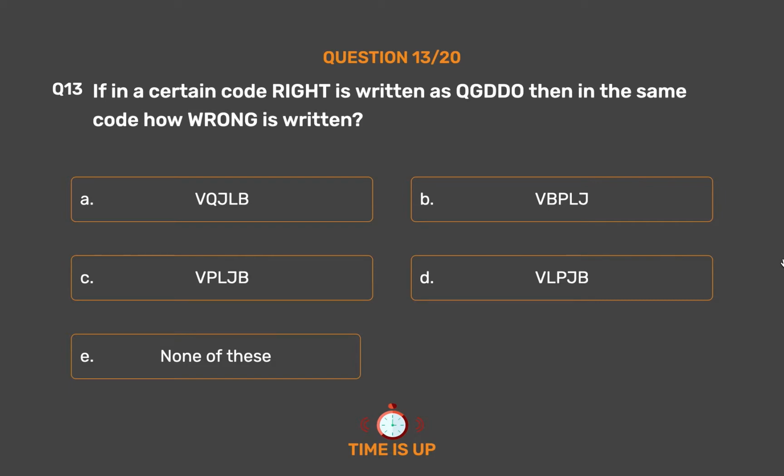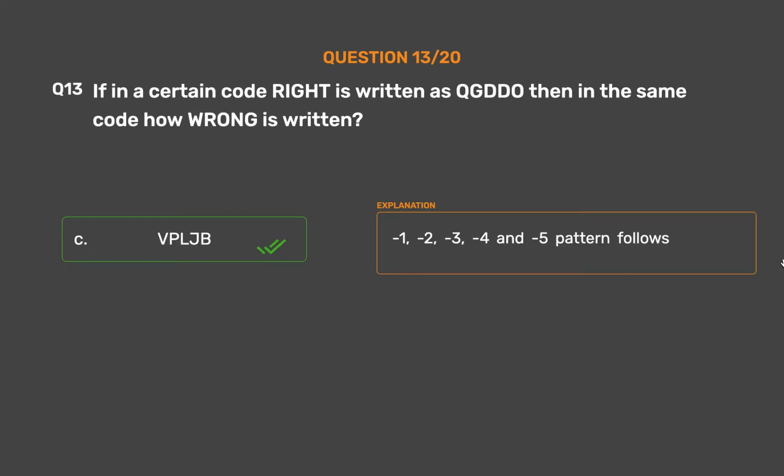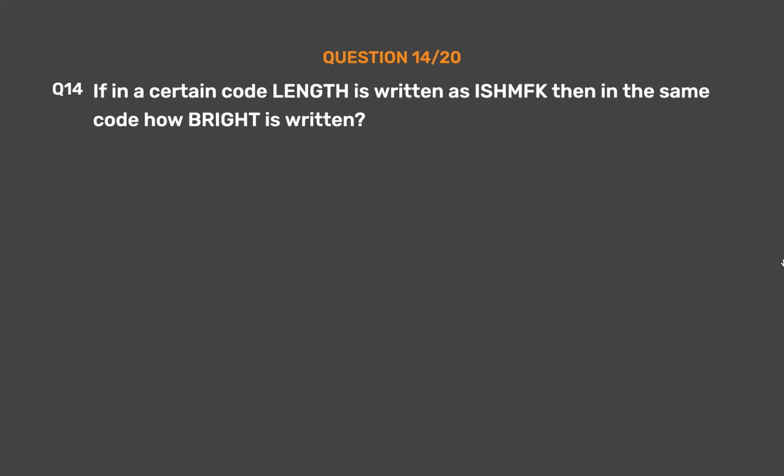The correct answer is option C. VPLJB. The pattern followed is -1, -2, -3, -4 and -5. Question number 14. If in a certain code length is written as Ishmf, then in the same code how is bright written? Option A. Ugash.